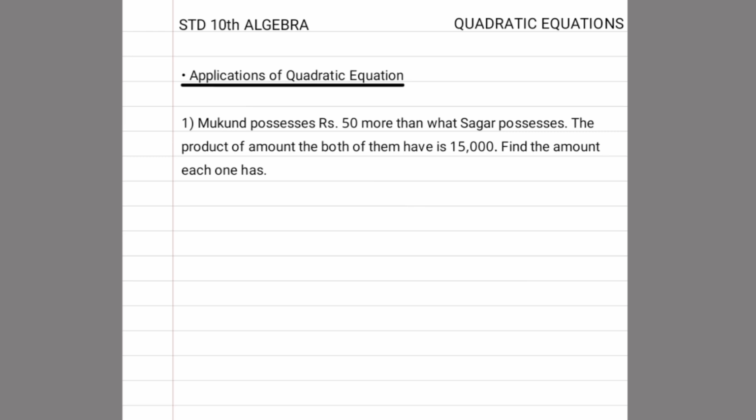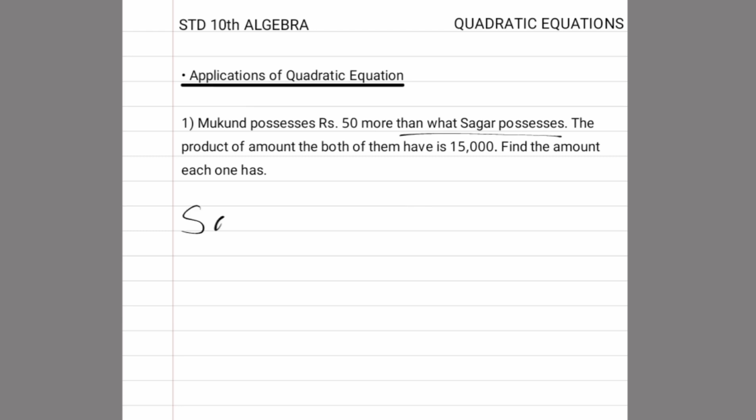The first question is, Mukund possesses rupees 50 more than what Sagar possesses. The product of the amounts both of them have is 15,000. Find the amount each one has. Now we will first try solving it by linear equations in two variables. What do we do in linear equations? We assume two variables, x and y, and then solve that question, right? So in this we will assume that Sagar has x rupees and Mukund has y rupees.